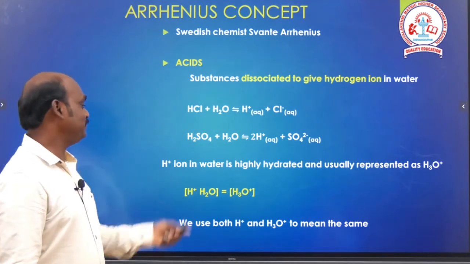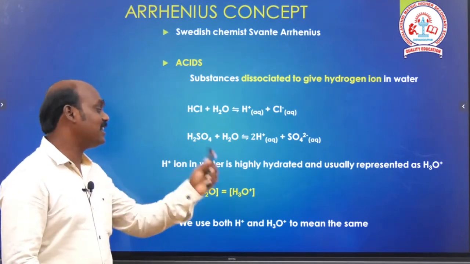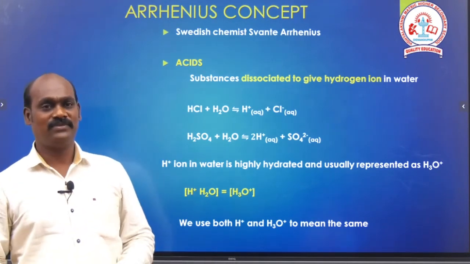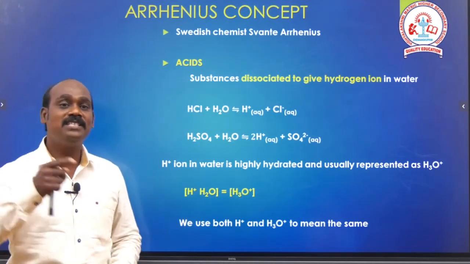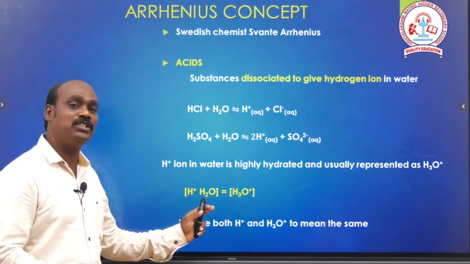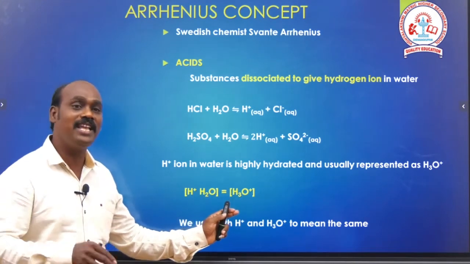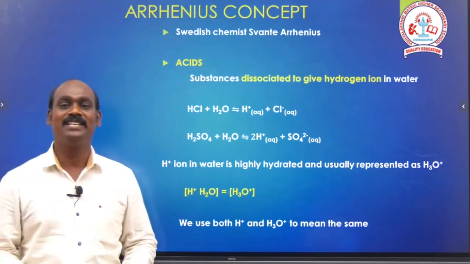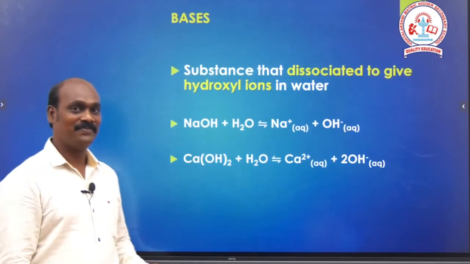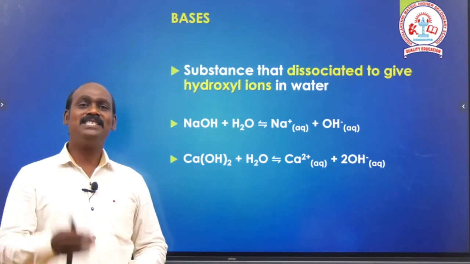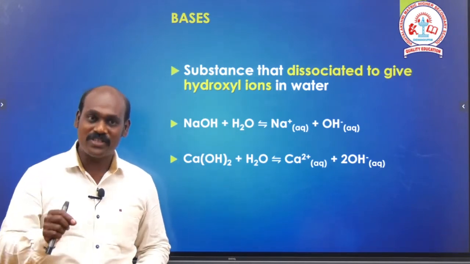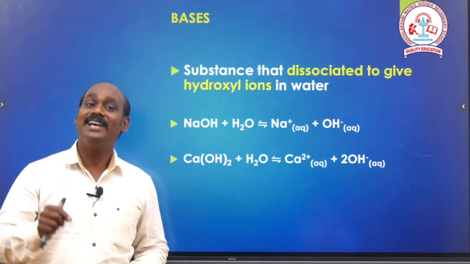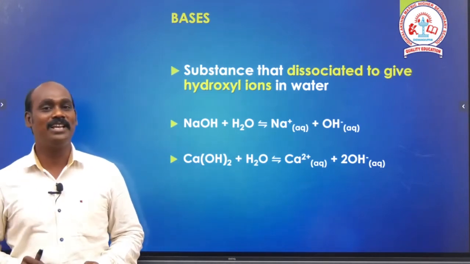Here, listen, the H plus ion is highly hydrated with water, so it always exists as H3O plus ion. H plus combines with water to form H3O plus ion. So we use both H plus and H3O plus to mean the same. What about bases? Bases are the substances which give hydroxyl ion in water. Substances which give hydroxyl ion in water are called bases.